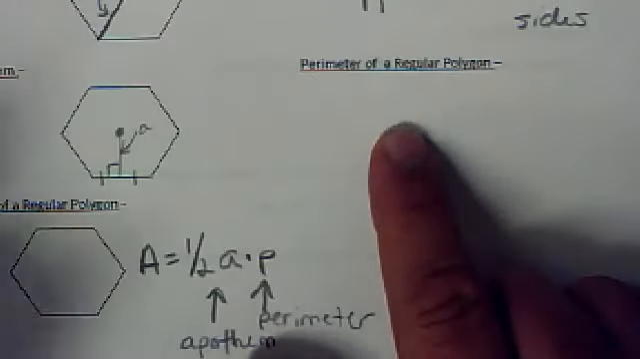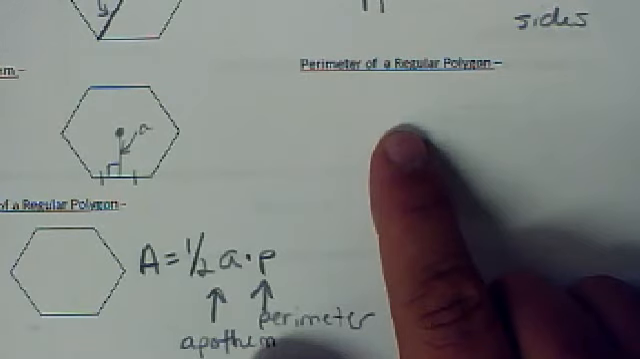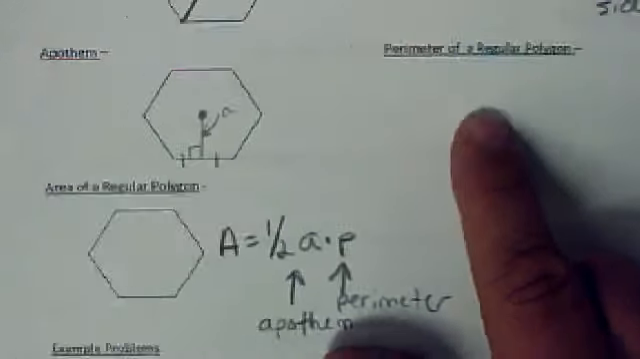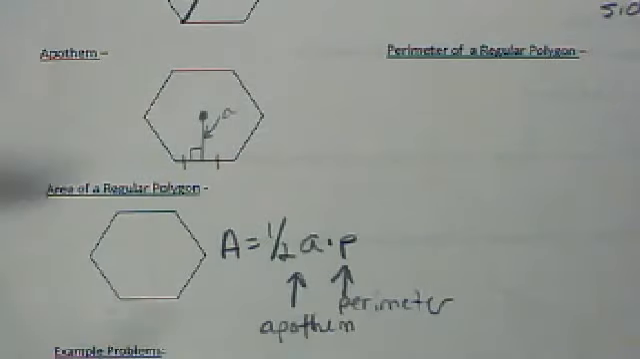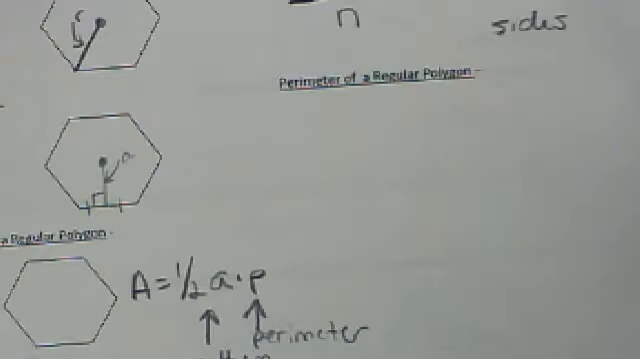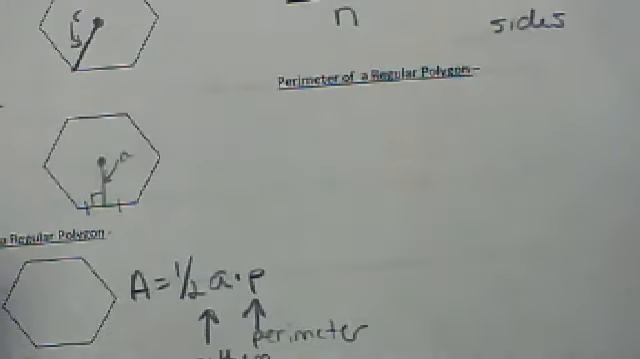And the last thing that we're going to have to know, which really isn't a formula, is the perimeter of a regular polygon. For example, if this hexagon had side lengths of 5, I would multiply that 5 by 6 because there are 6 sides and get 30 as my perimeter. So you're going to have to know how to solve for the perimeter of a regular polygon.